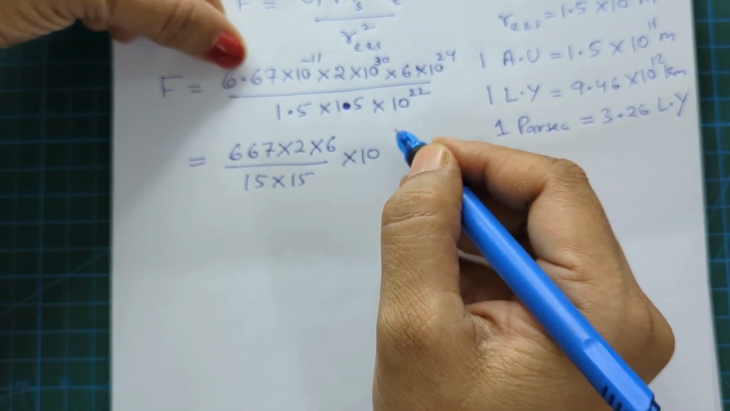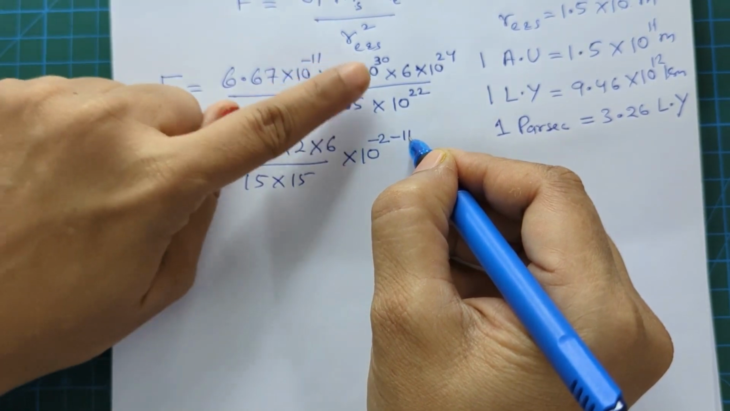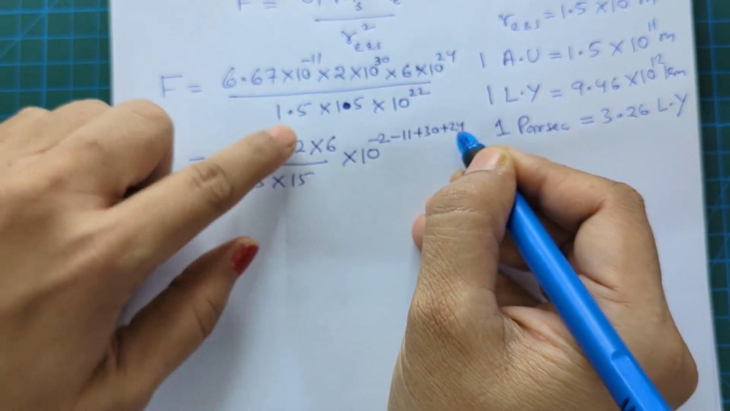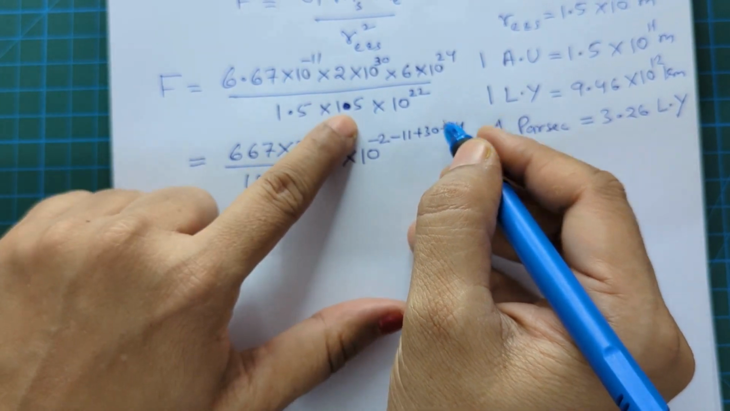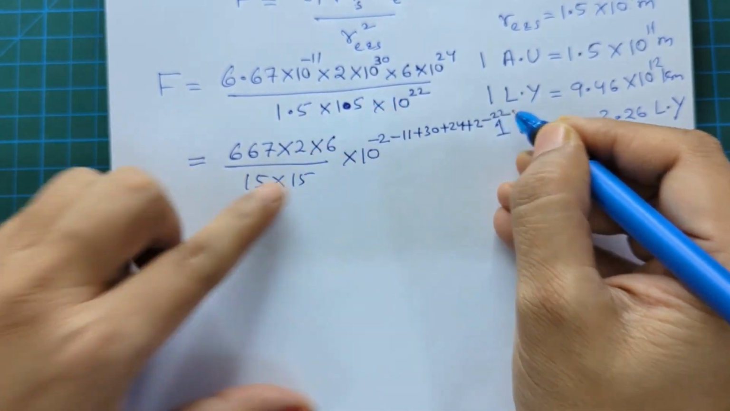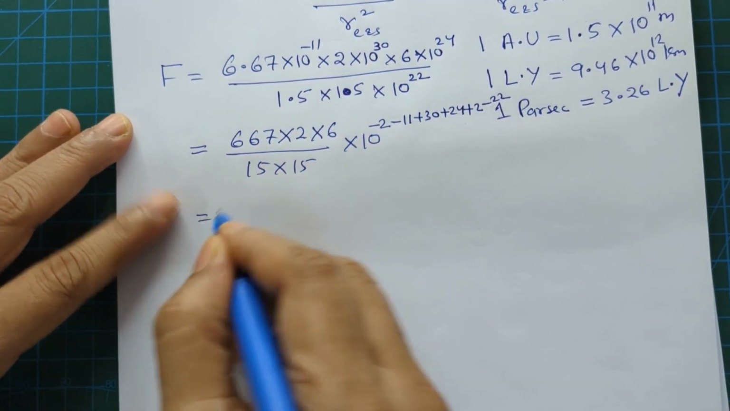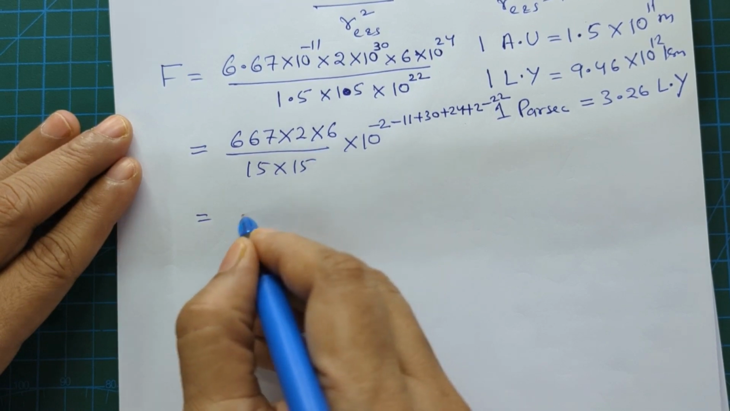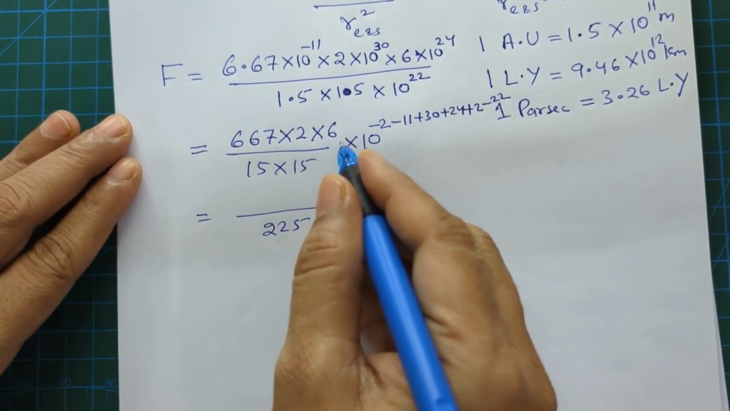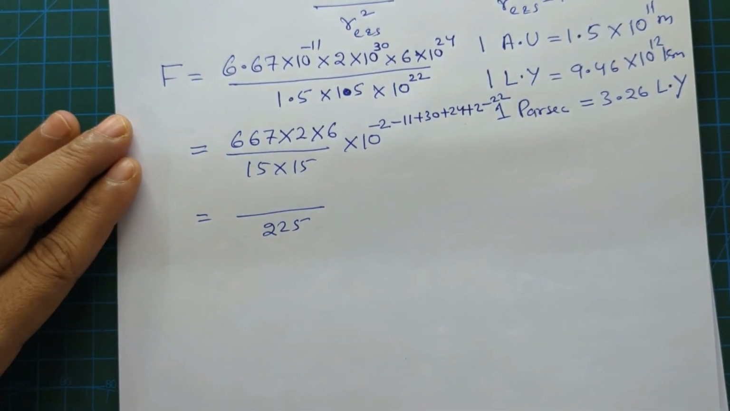Let's see. This contributes minus 11. This contributes plus 30 plus 24. These two contribute 10 to the power plus 2. And this contributes minus 22. So this is how we have to put things in order. Then this we have to multiply. I just tell you, this is 225, that's fine. This is a big number. Just for a moment, I calculate that in rough and I'll come back.